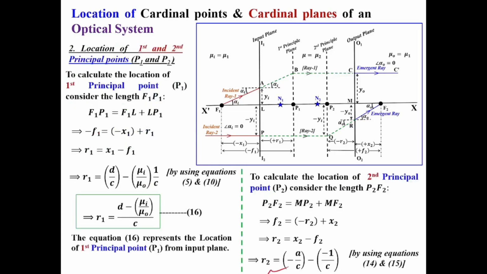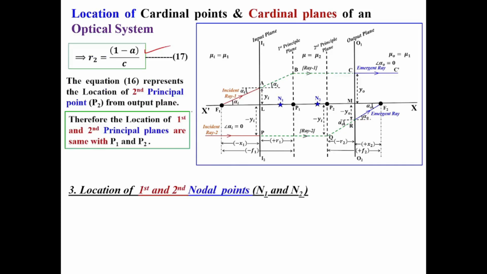This is equation number 17, which was mistakenly written as 16. Equation number 17 represents the location of the second principal point P2 from the output plane. This is the R2 distance. From the output plane we have to move towards the left side, this much distance, and we can find the location of the second principal point.